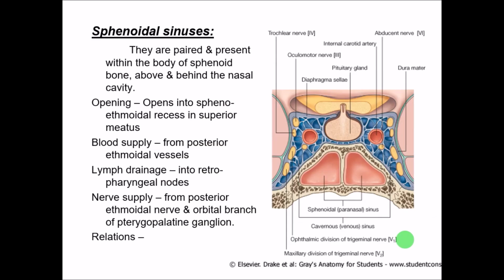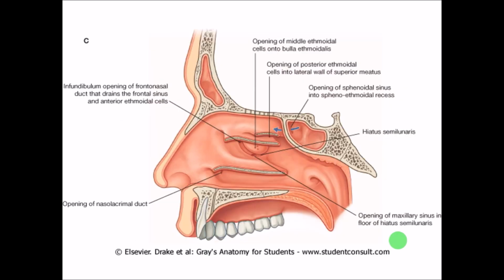Okay. Now coming to the last one, that is the sphenoidal air sinus. This is the sphenoid bone. Within the sphenoid bone, this is the sphenoidal air sinus, which is opening above the superior concha.